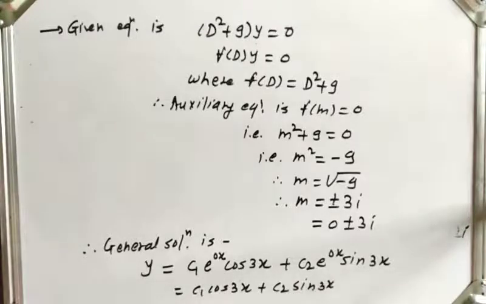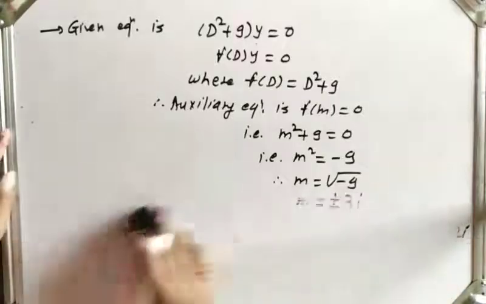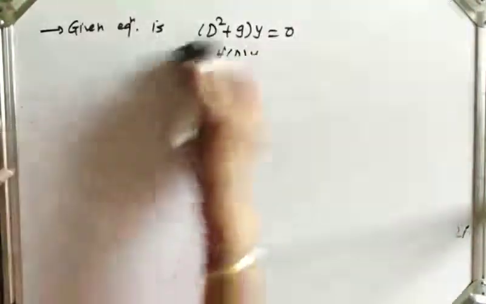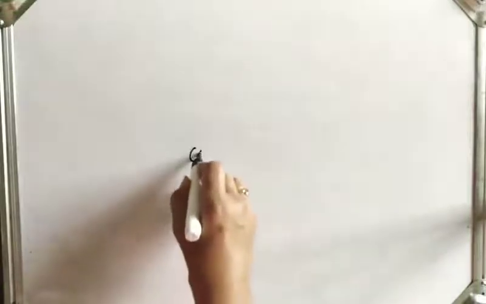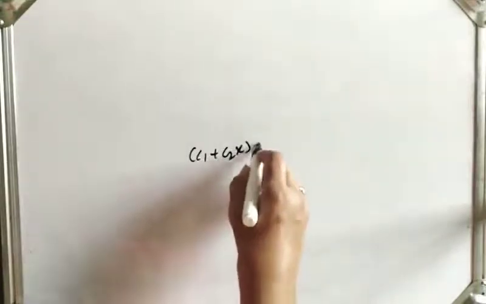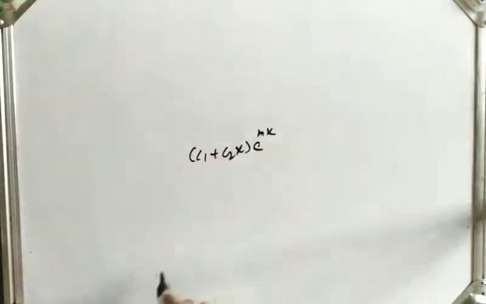Now next example. If the complex roots are repeated, then what happens? The case we have already used, that for repeated roots, if some root is repeated twice, then we use c1 plus c2x, e raised to that root into x. So we will use the same technique here. So let us solve an example.